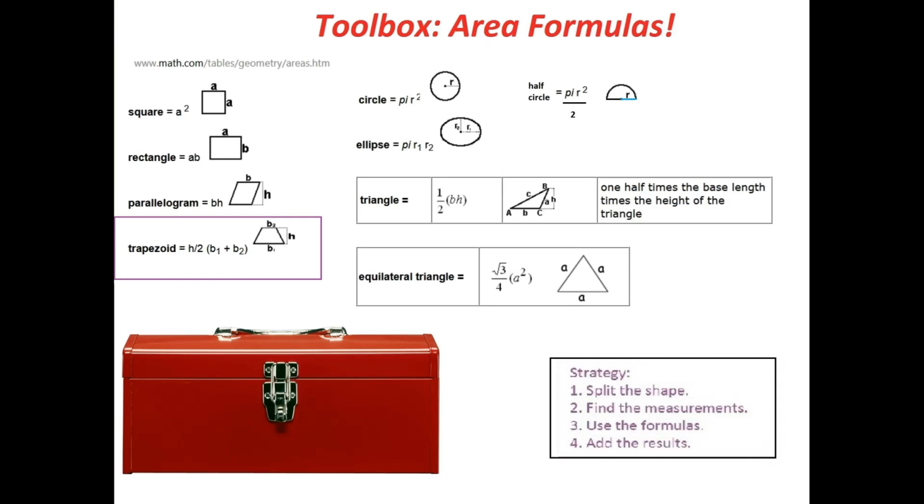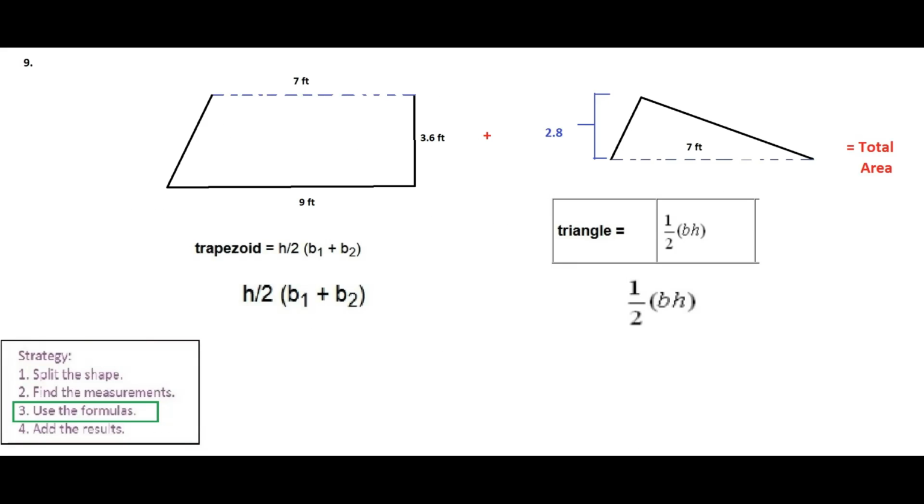The first area formula we're going to need is the one for the trapezoid, height divided by 2 times base 1 plus base 2. The second area that we're going to need is the triangle, 1/2 base times height. So here we have it. Let's go ahead and fill in some blanks here.